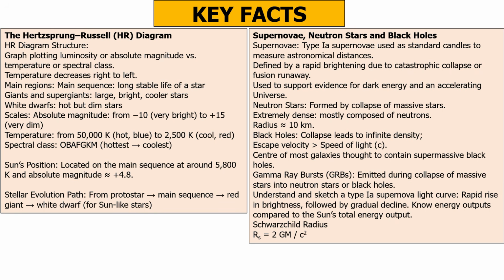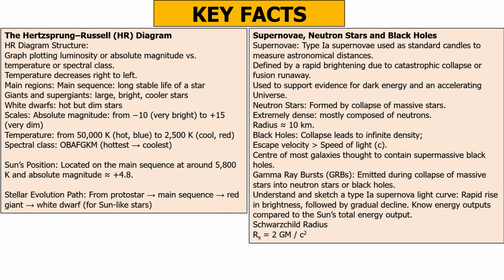Now the sun's position on a Hertzsprung-Russell diagram is located on the main sequence section at around 5,800 Kelvin and an absolute magnitude of plus 4.8. Now the standard stellar evolution path is from protostar to main sequence to red giant to white dwarf for sun-like stars. Now a supernova is important, as the type 1a supernovae are used as standard candles to measure astronomical distances.